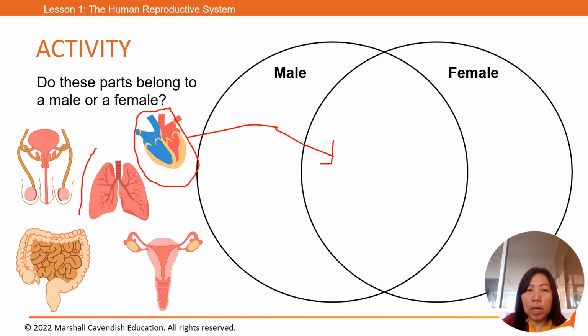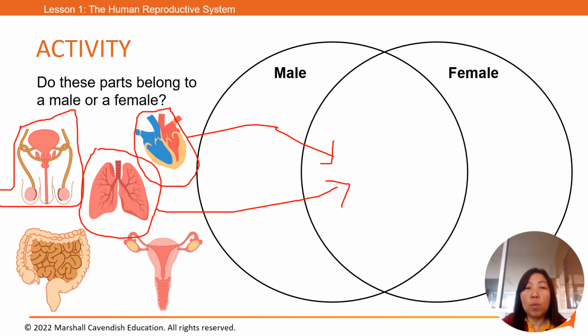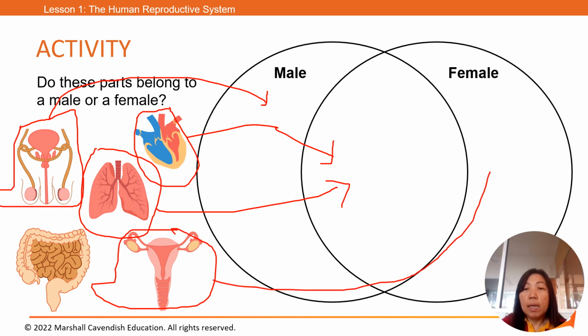Now the next one, the lungs. Okay, do you think the lungs are owned by only male or female or by both? Good job. It is owned by both. Okay, now let's see this picture on the left. This picture on the left is what we call the male reproductive organs. Meanwhile, this one is what we call the female reproductive organs.